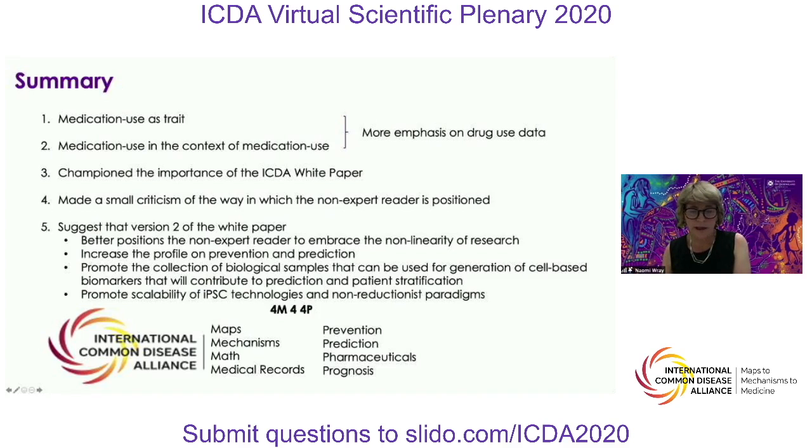I would like to promote the collection of biological samples that can be used to generate cell-based biomarkers and use those in prediction and patient stratification paradigms, because I do think that these will be able to deliver more quickly than many of the ways in which the progress from maps to mechanisms to medicines.